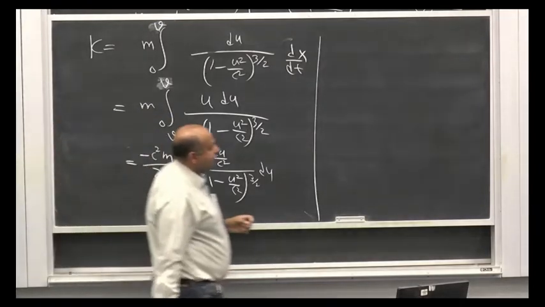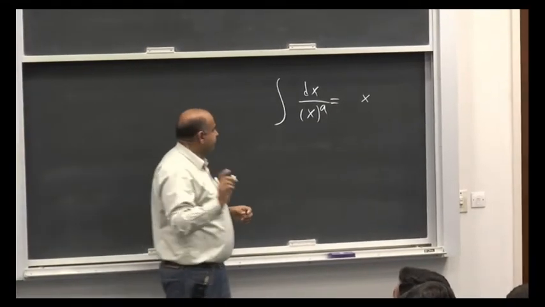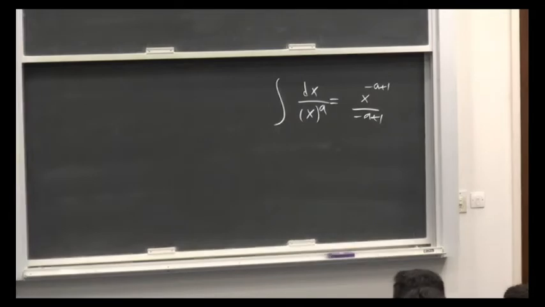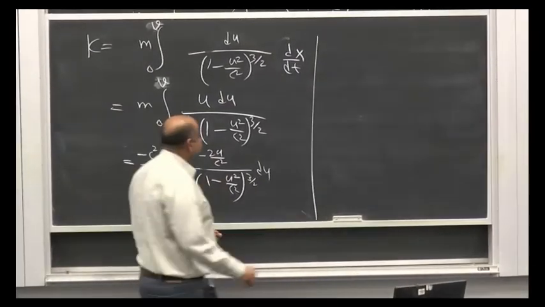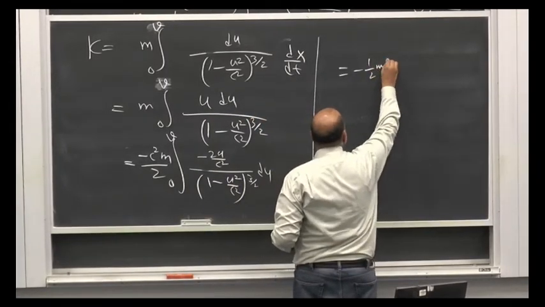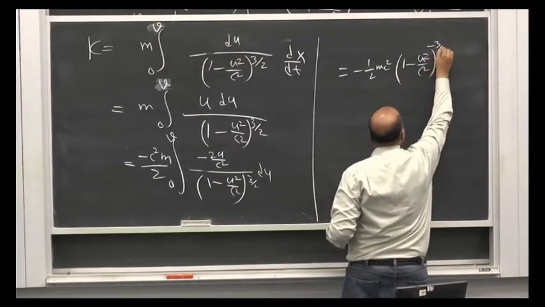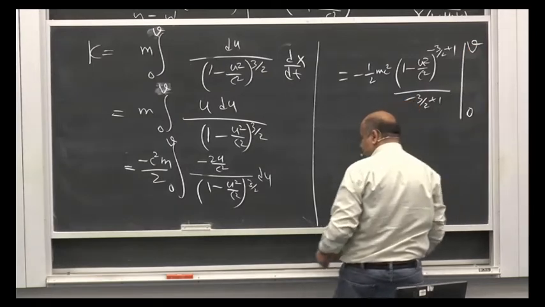इसलिए कि जो इंटेग्रल है ना, अगर फर्स्ट पे आपके पास यूं हो, तो दिस इज, माइनस a प्लस 1 ओवर माइनस a प्लस 1. तो वो फॉर्म बनाने के लिए ये देखिए, दिस इज सम x, तो इसका ये डेरिवेटिव है. तो आई कैन राइट दिस इंटेग्रल which is minus half mc square 1 minus u square minus 3 by 2 plus 1 minus 3 by 2 plus 1 limits 0 to v.